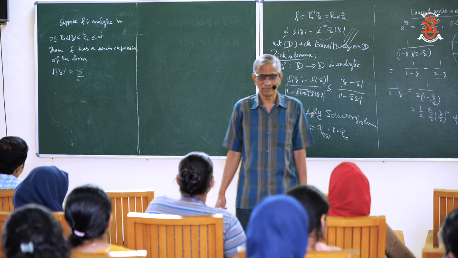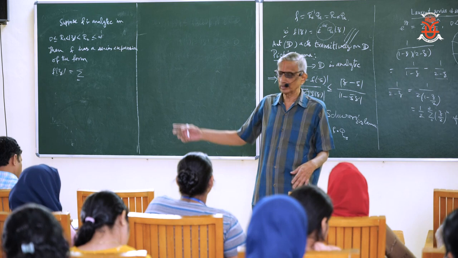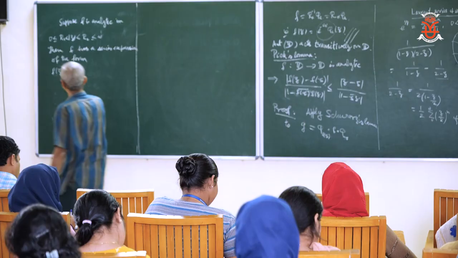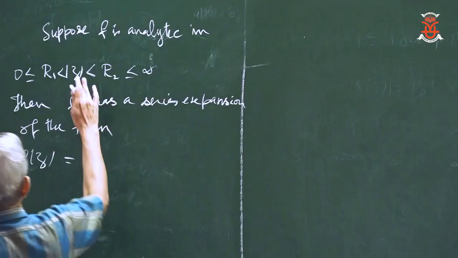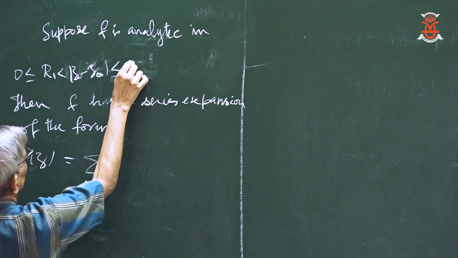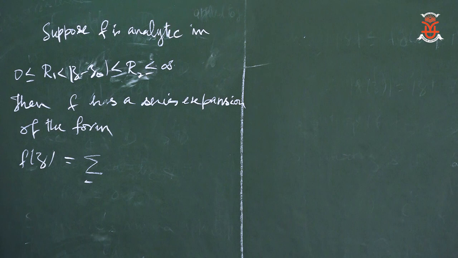I am writing around 0. You can also write around any point. Instead of mod z there, you can write mod z minus z naught. Right? Okay, I'm going to state the theorem. You can as well state it in a general form, doesn't matter. Either you have a hole at z naught, or you have an annulus with center at z naught. So it doesn't matter anyway, whether it is 0 or not.